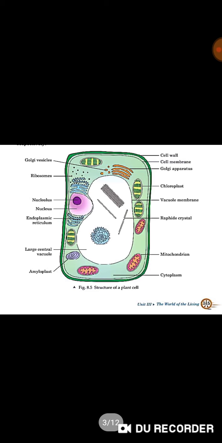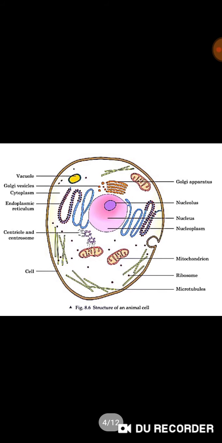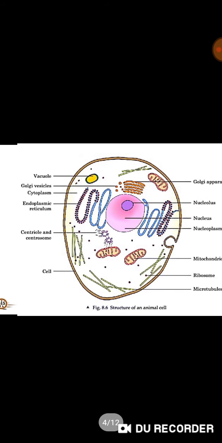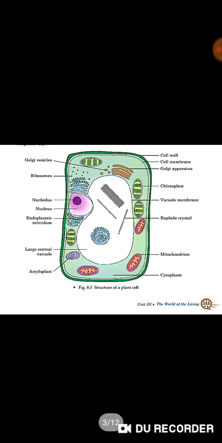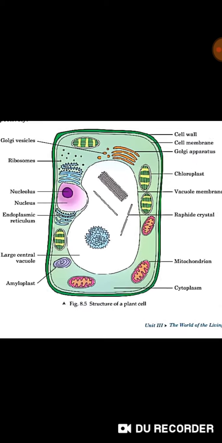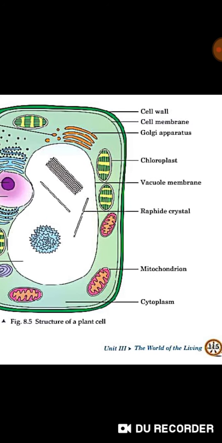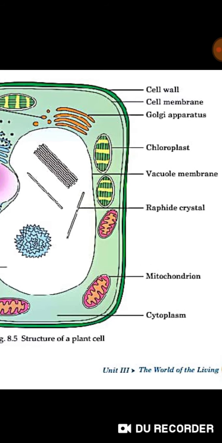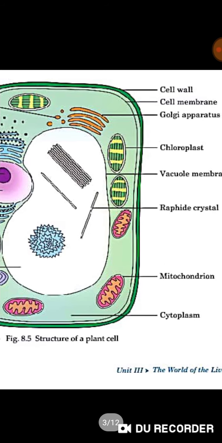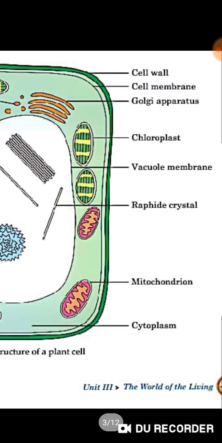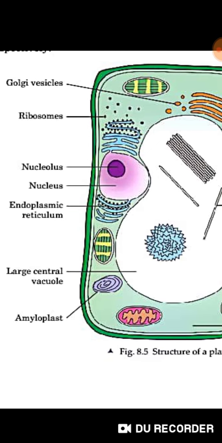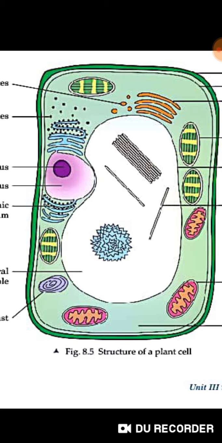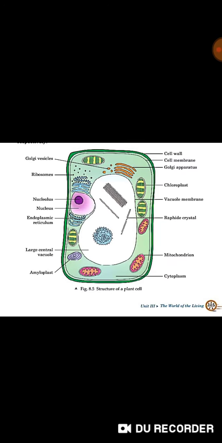Now here is a plant cell and your animal cell. A cell consists of cell membrane, cell wall and cytoplasm, nucleus, and the remaining are the cell organelles. Clear?